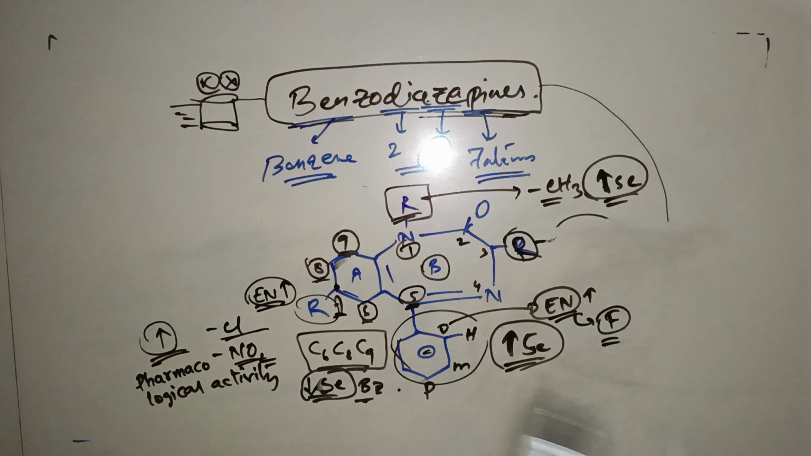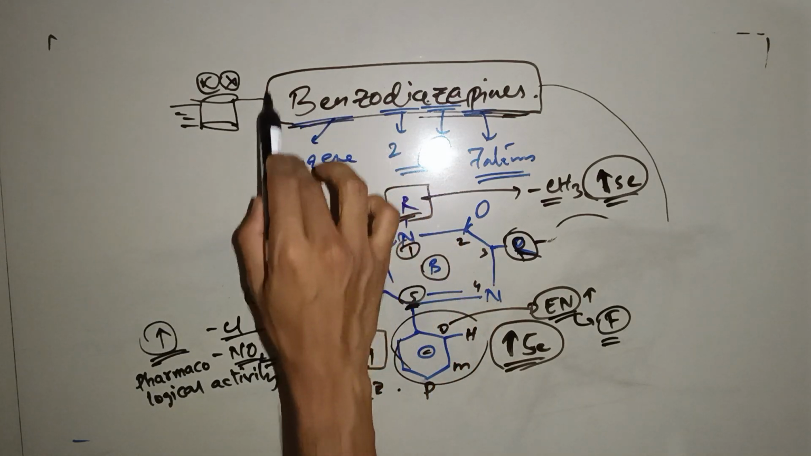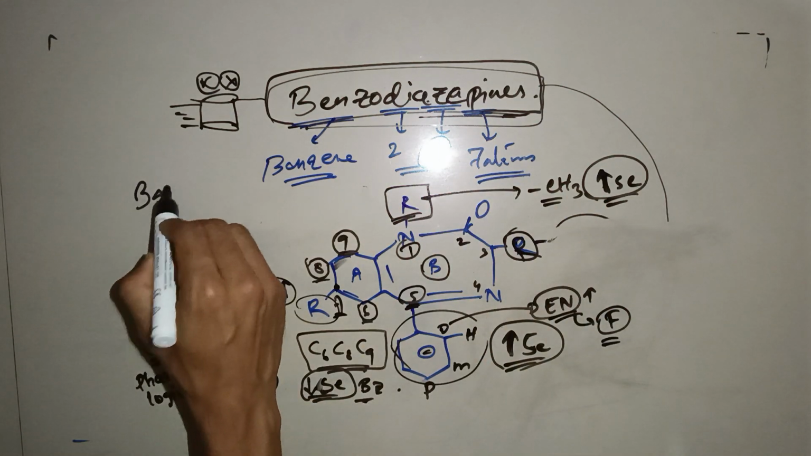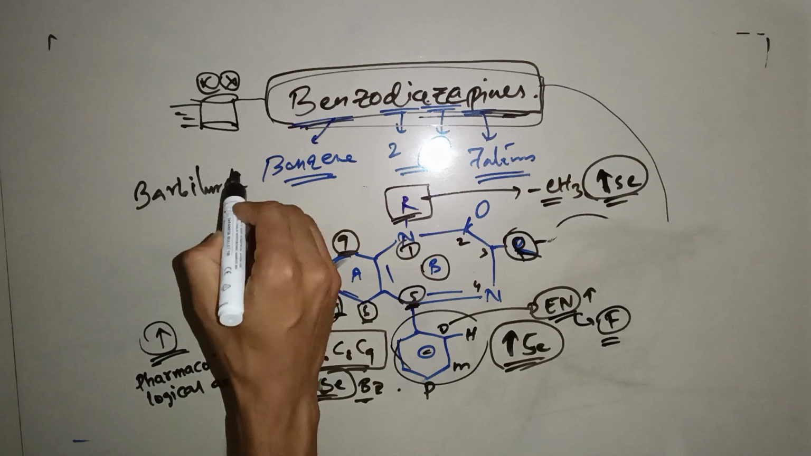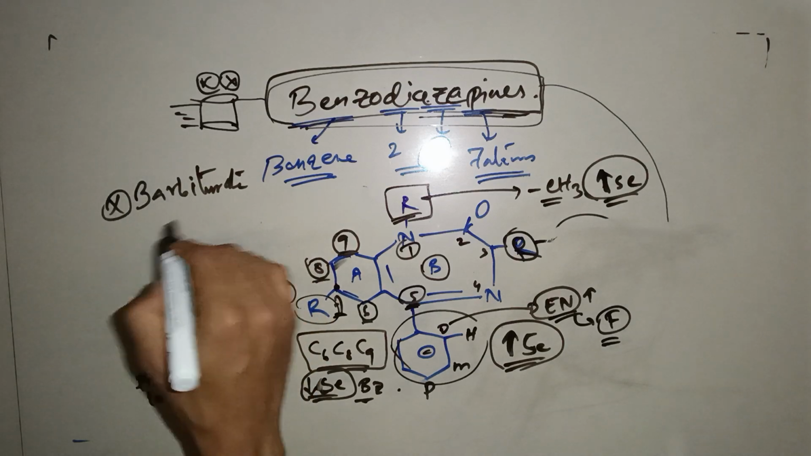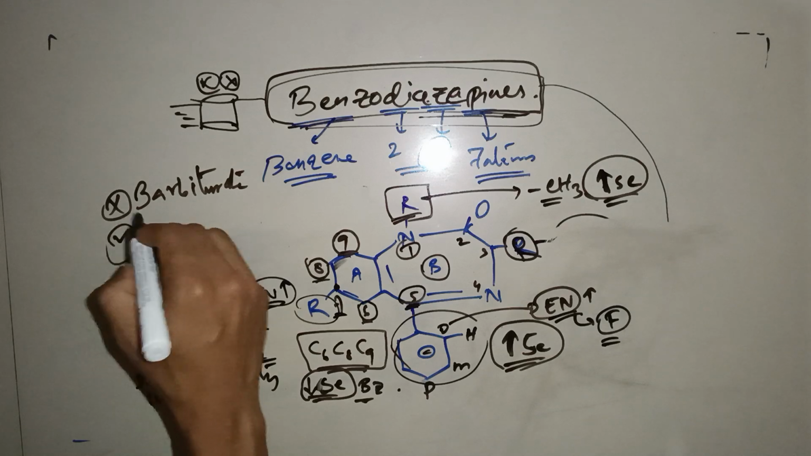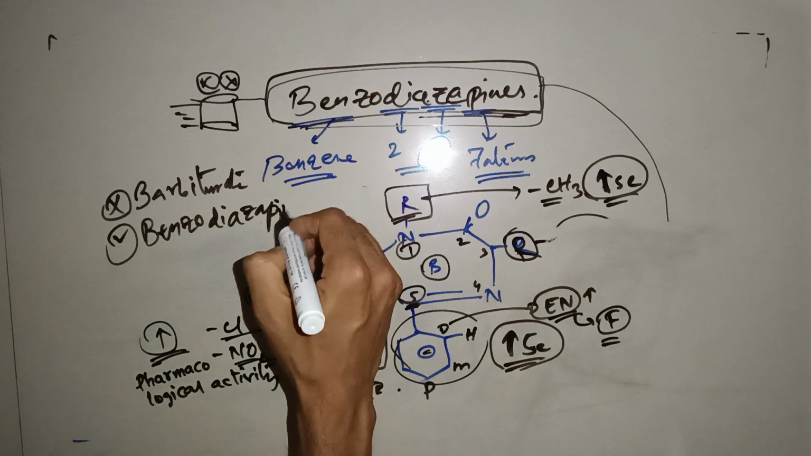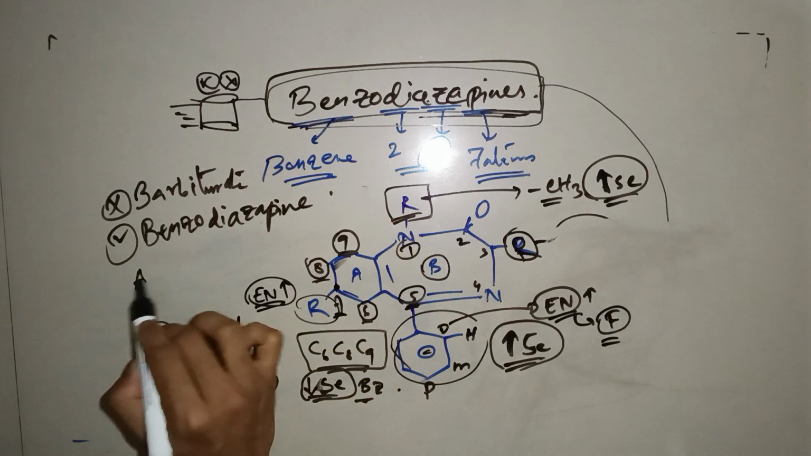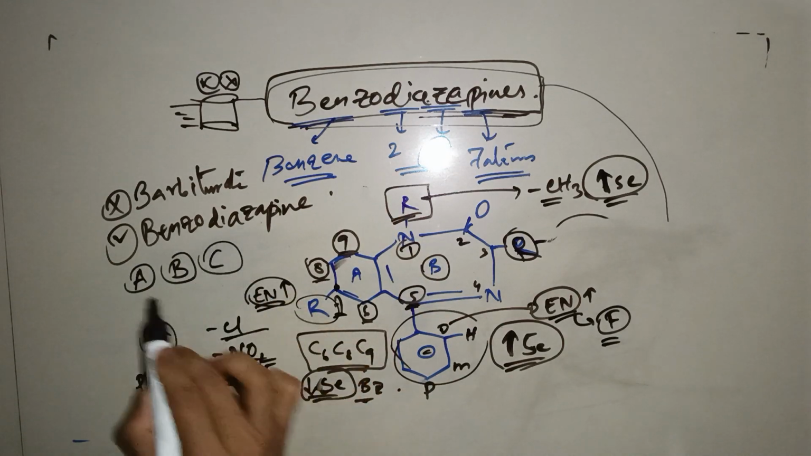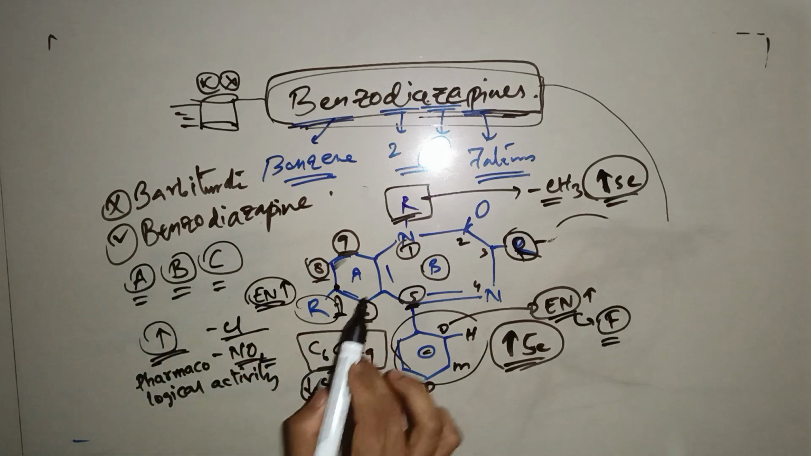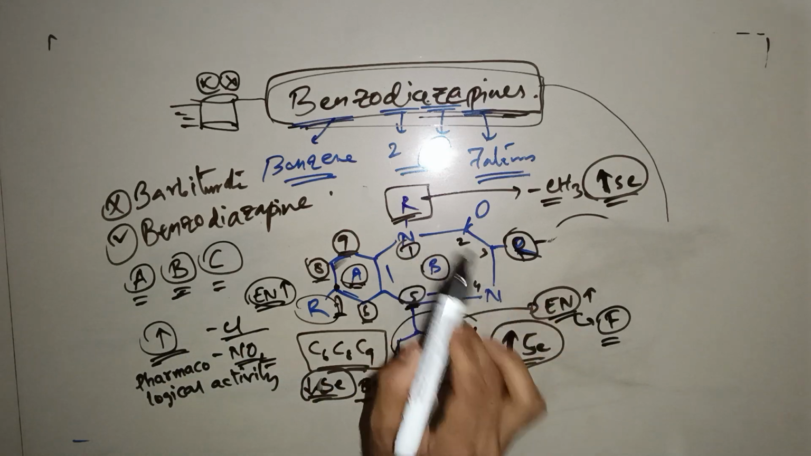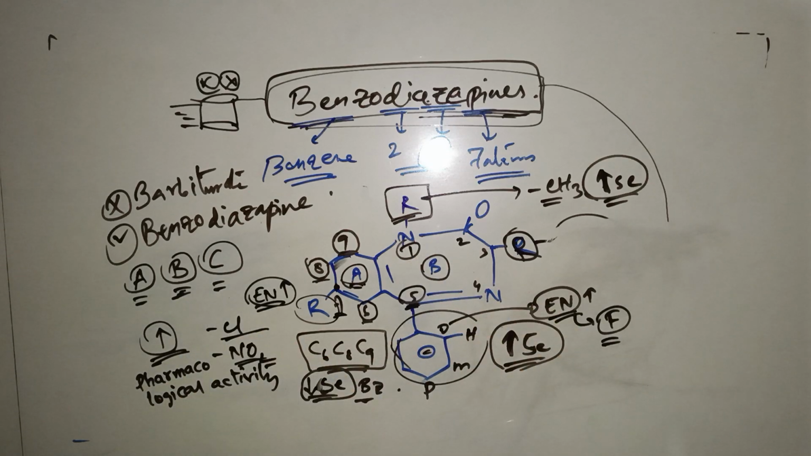Now you have to remember that benzodiazepine is most widely used. Second point, barbiturate is less used, and benzodiazepine is more used. It has three rings, A, B, C. So you have to remember this: the A ring is a benzene ring, the B ring is a 7-membered ring, and the C ring is again a benzene ring.